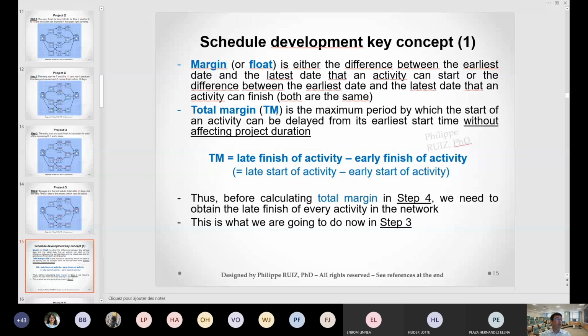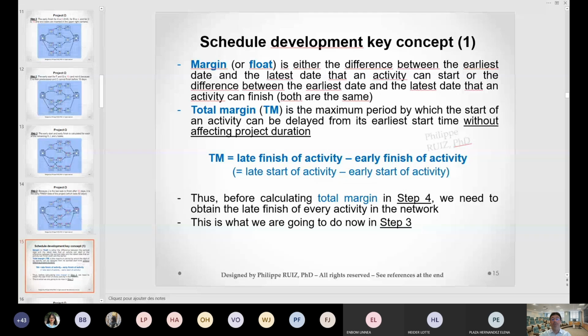Total margin, that's the one we're going to concentrate on, is the maximum period by which the start of an activity can be delayed from its earliest start time without affecting project duration. Basically, the question is, if I have an activity, can I delay it or not? By that, I mean, if I delay the activity, will it delay the total duration of my project or not? So we see whether that activity is critical or not. If the activity cannot be delayed without delaying the entire project, it's called a critical activity. If it can be delayed, it's not critical. And a critical activity has zero margin. It means no freedom, no float.